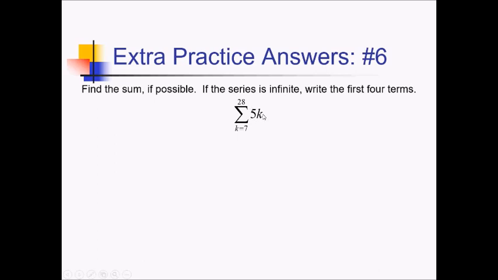So 5 times 7 is 35. Then we do 5 times 8, which is 40. 5 times 9 is 45. And there's a whole lot of terms here, going all the way to 5 times 28, which is going to be 140. So rather than write all those out and add them together, if you look at what's happening here, we keep adding 5 each time to get the next term in the series.